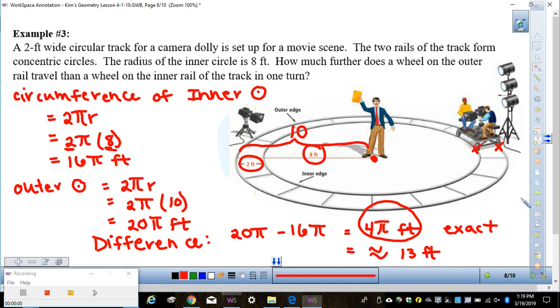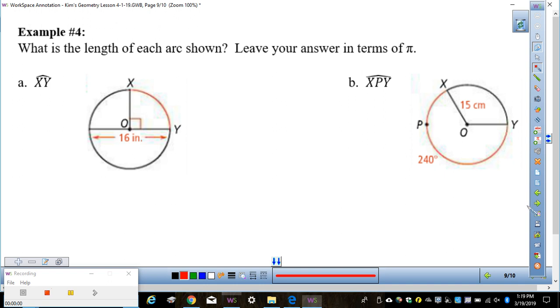So let's go ahead and take a look at our very last example, and then you guys should have some time to get started on your homework. So here's where we're going to practice finding arc length. In example A, it's asking for the length of XY, which is this red outer piece to the right. So the first thing we need to do is figure out the measure of that arc. And since I have a little right angle box here, I know that the arc's measure is 90 degrees.